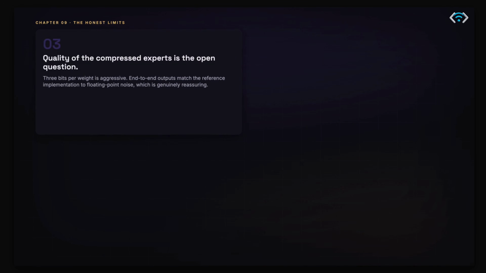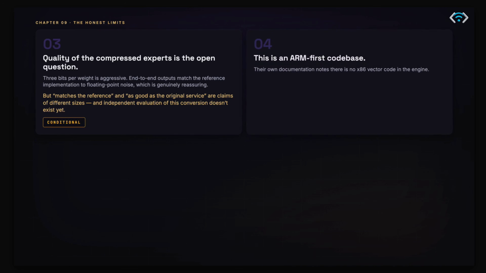3. Quality of the compressed experts is the open question. 3 bits per weight is aggressive. The end-to-end outputs match the reference implementation to floating point noise, which is genuinely reassuring, but independent quality evaluation of this specific conversion doesn't exist yet, and "matches the reference" and "as good as the original service" are claims of different sizes.